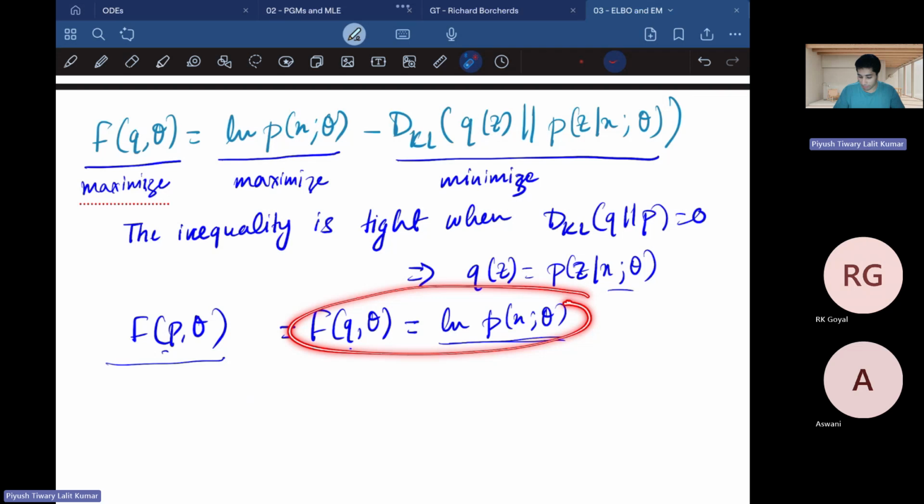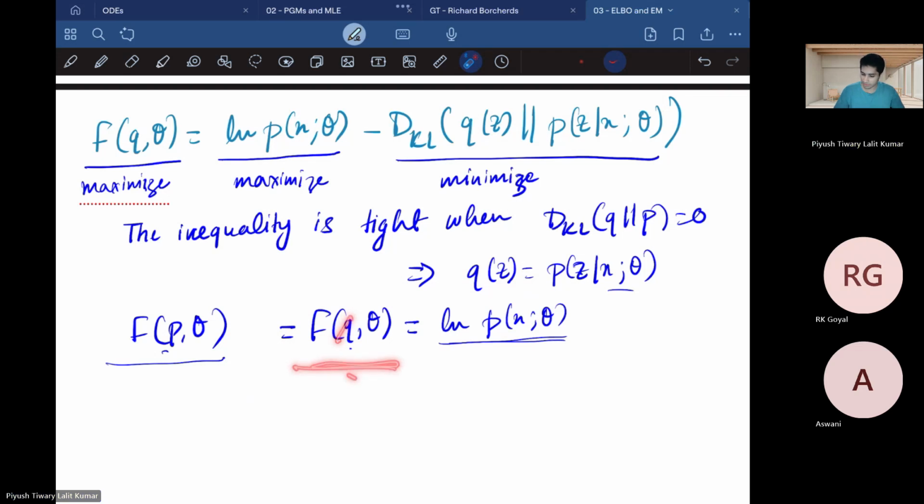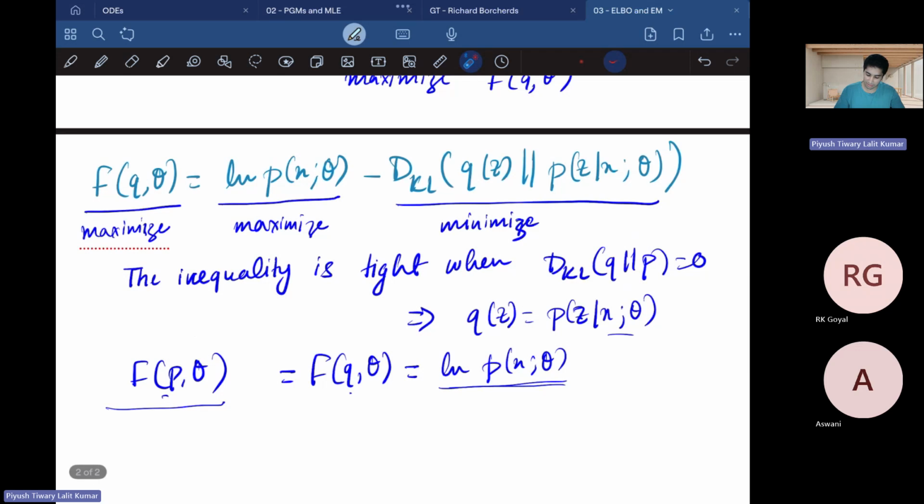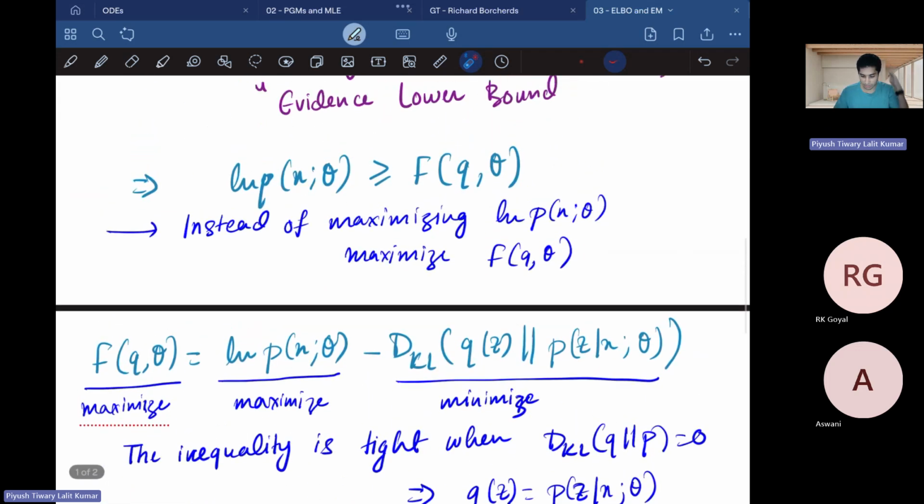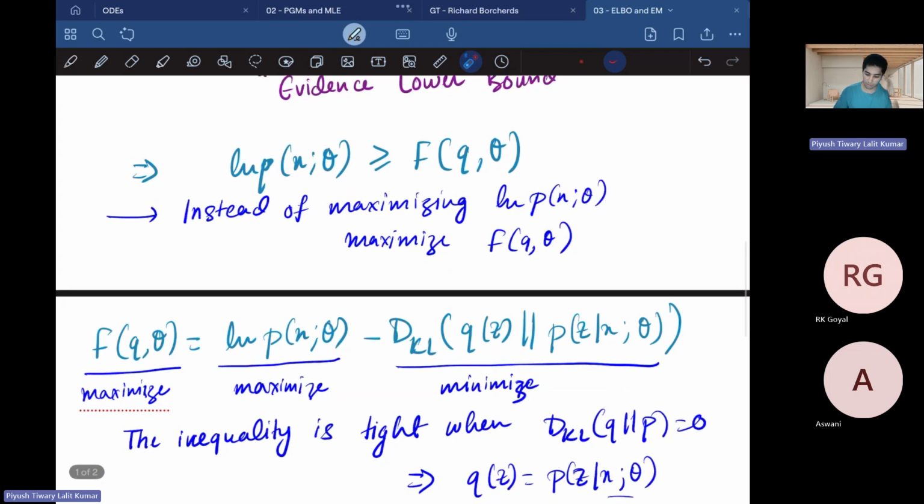Now, once that has happened, I can fix my distribution Q. So now Q is fixed, and I will optimize on theta using gradient descent, whatever. Does that make sense? Is that giving you some intuition? It's very hand wavy right now because I haven't exactly explained how all these things are done, but I am trying to give you an intuition as to what the EM algorithm will do.